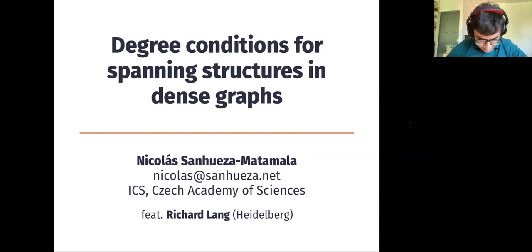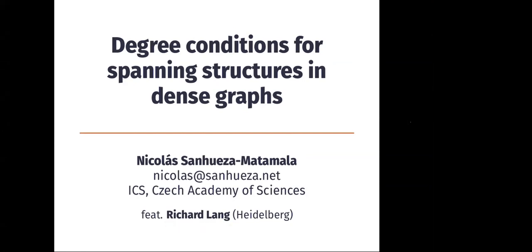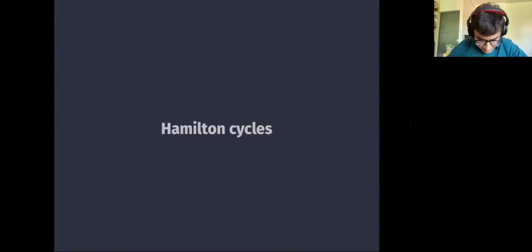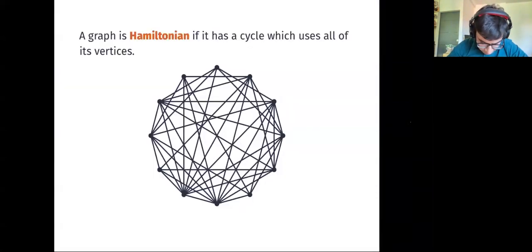And everything I'm going to say today is joint work with Richard Lang, who is a postdoc in Heidelberg now. So let me first begin with Hamilton cycles, which is one spanning structure in graphs. It's a classical one. Just starting from the beginning, let me say a graph is Hamiltonian if it has a cycle which uses all of the vertices. So for instance, this graph is Hamiltonian because I can find a cycle by doing this, right? Yes, so this is a Hamiltonian cycle in this graph.